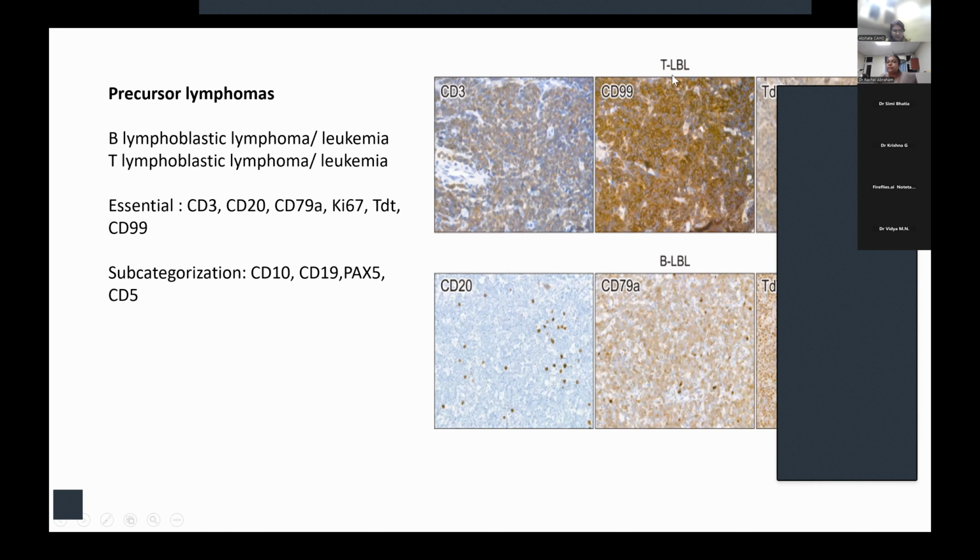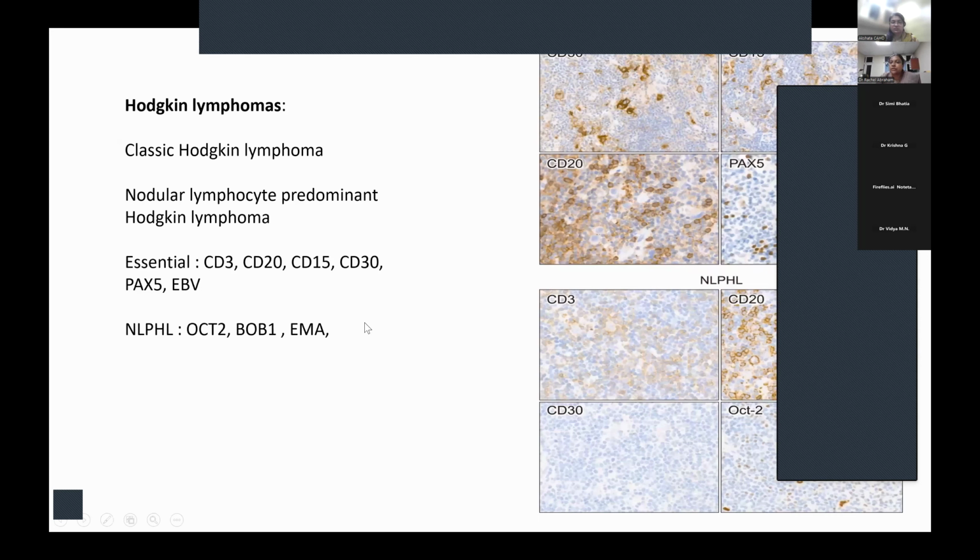When it comes to T lymphoblastic lymphoma, along with the CD99 and the TDT positivity, these cases almost always express CD3. So you can pick up the T lineage. But when it comes to the B lymphoblastic lymphomas, they may be negative for CD20. So in these cases, along with TDT, to pick up the B cell lineage, you need to add additional B cell markers like CD79A.